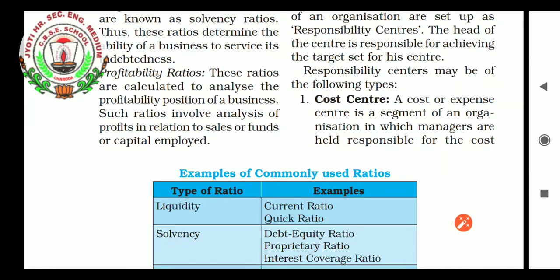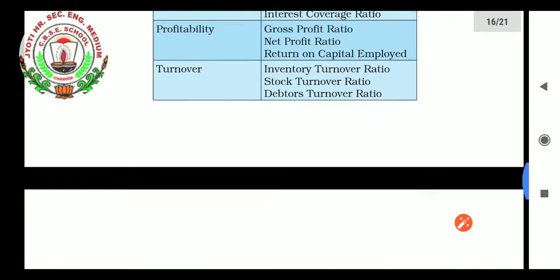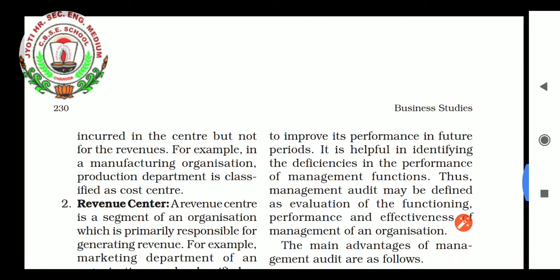Cost center. A cost or expense center is a segment of an organization in which managers are held responsible for the cost incurred in the center, but not for the revenues. Cost and revenue are two different terms. Cost includes all the types of expenses made by the organization. For example, in a manufacturing organization, production department is classified as cost center.